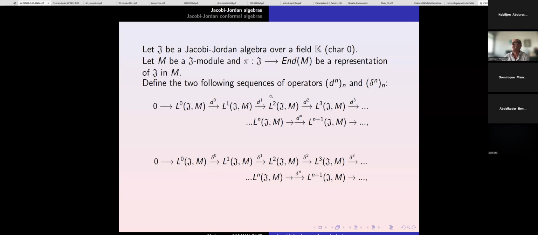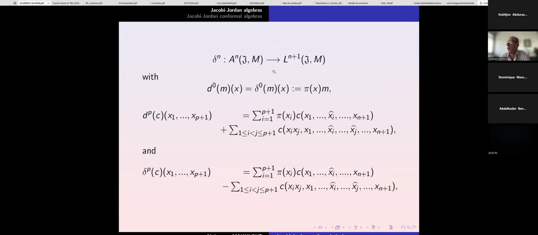Okay, now we are defining two sequences of operators here. This is what will be considered to define this zigzag cohomology. In fact, we have a sequence of operators D^n, then D^0 from L^0 to L^1, D^1 from L^1 to L^2, etc. And we have another sequence of operators, which we denote by delta. Then delta^0 again goes from L^0 to L^1, etc. In fact, in order to define our cohomology, we are going to restrict the definition of delta^n only to anti or skew-symmetric cochains. Then delta^n is just defined from A^n to L^(n+1).